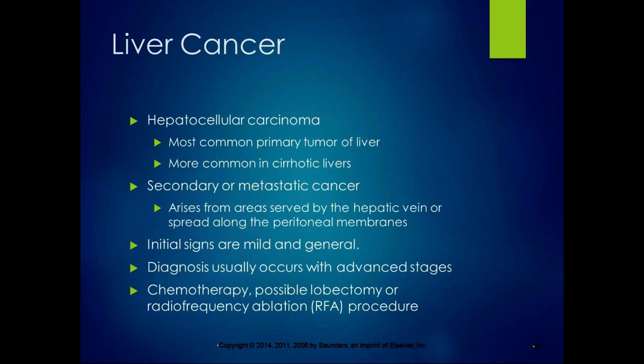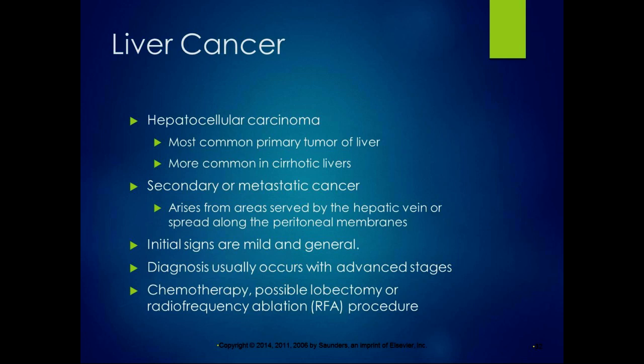Liver cancer is the hepatocellular carcinoma is the most common primary tumor of the liver, and it's more common in cirrhotic livers because we get that tissue damage, and tissue damage causes problems. Secondary or metastatic cancer is where the cancer arises from areas served by the hepatic vein, or it spreads along the peritoneal membranes. Again, with a lot of digestive system cancers, initial signs are mild in general, and diagnosis usually doesn't occur until the advanced stages.